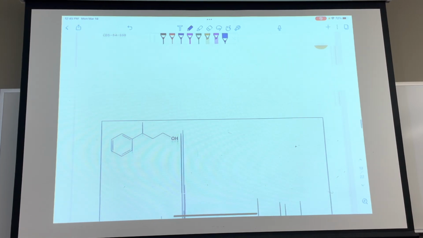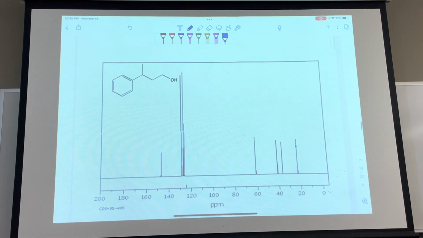All right, let's look at this one. This one is the first one we've seen with a benzene in. A, B, C, D.